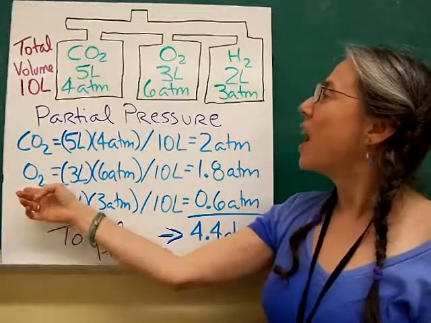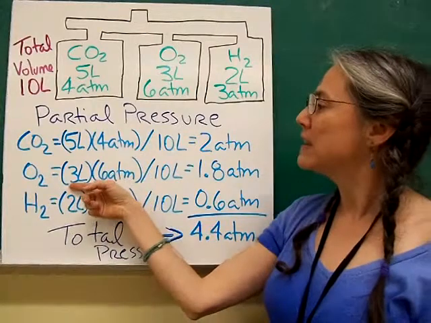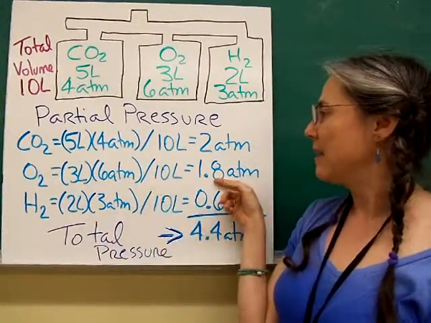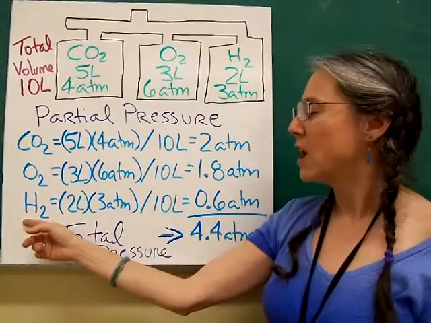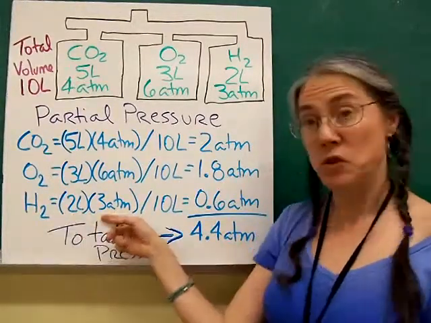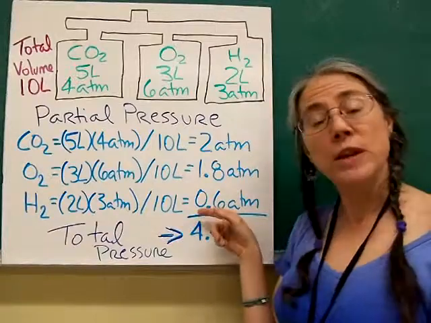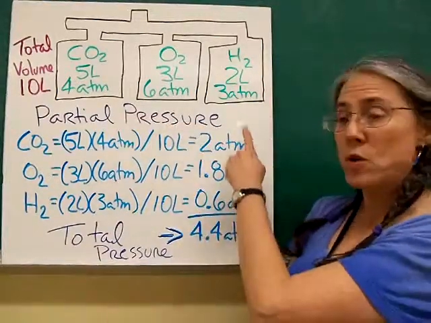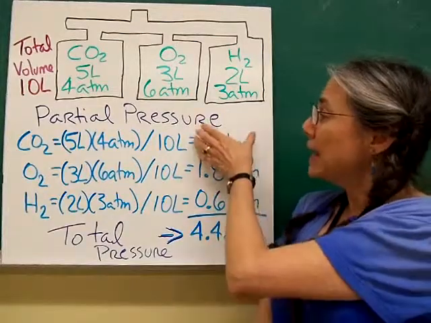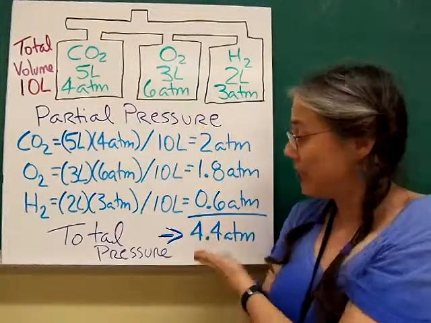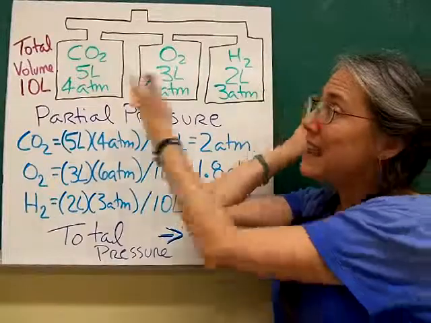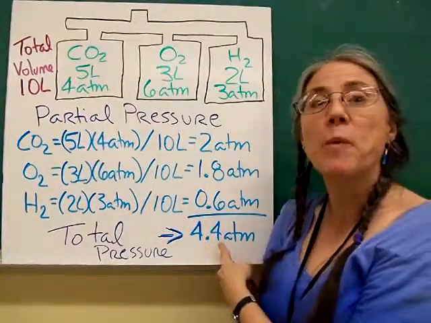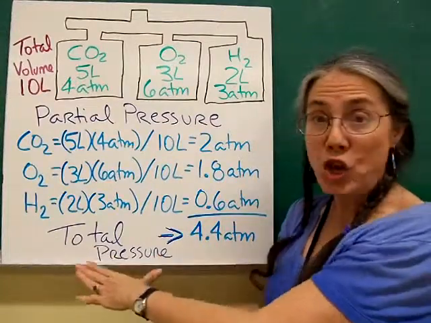So oxygen, we do the same thing. It's 3 times 6 divided by 10. And there's the answer. And there's hydrogen gas. It's 2 times 3 divided by 10, 0.6 atmospheres. So partial pressure is, of course, atmospheres. But now we can add up our partial pressures to get the total pressure in the entire apparatus. Pretty groovy. So it's 4.4 atmospheres total.